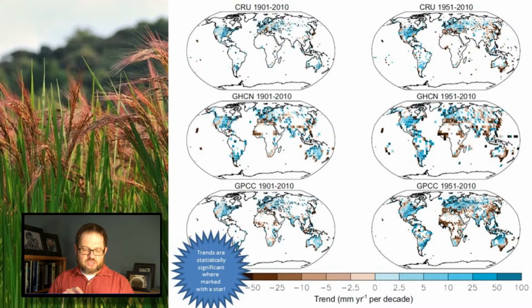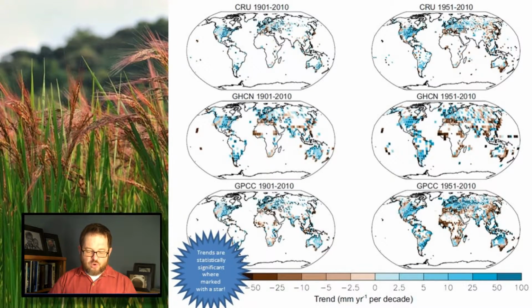What this diagram is showing here is, in 3 different data archives, what kind of trend do they see? There are 2 different periods. The first column is from 1901 to 2010, and the second column is just the more recent period of 1951 to 2010. And this is just looking at what the trends in the precipitation are.